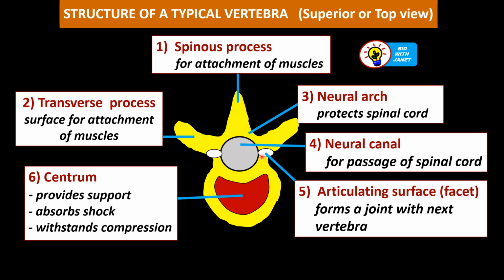Next, we have the articulating surface. The articulating surfaces are surfaces that help the bone to join to the next bone, to form a joint with the next bone. So these articulating surfaces, or sometimes they're called facets, F-A-C-E-T-S, they form joints with the next vertebra in the front.